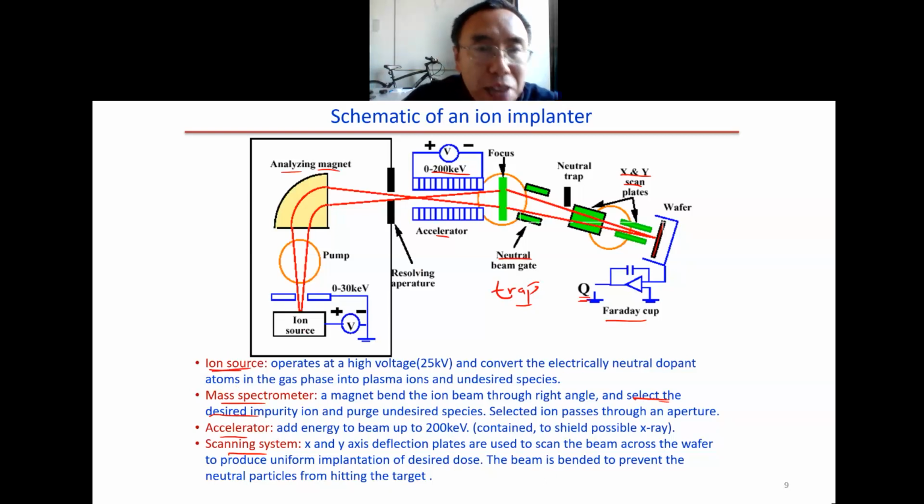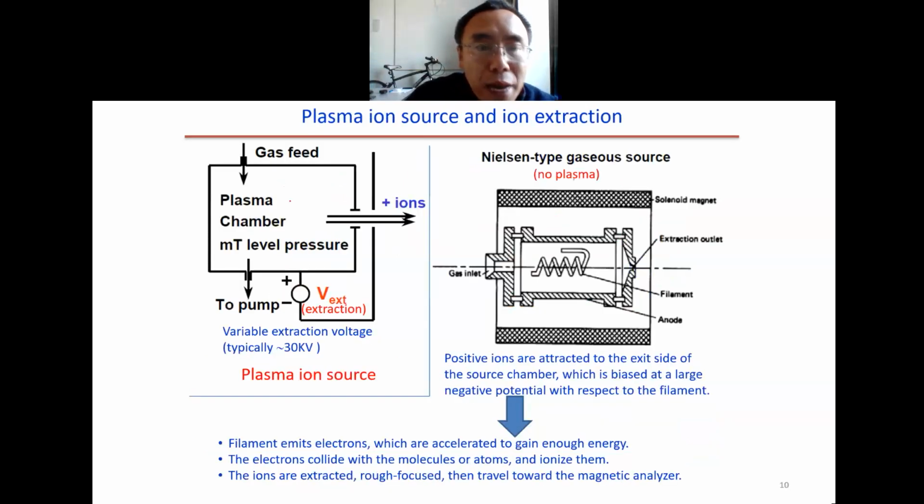The first one is the ion source. There are two types of ion source. The first one is the plasma source. This is obvious: we know in the plasma there are plenty of ions. Then we use an extraction voltage to extract the ions. The second one is called no plasma, the Newton type gaseous source. In this case, we have a hot filament.